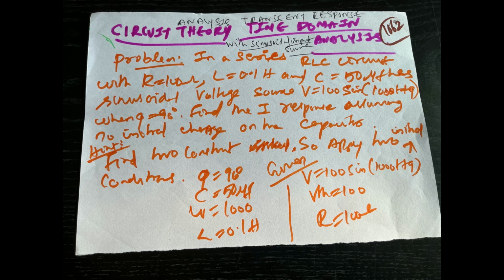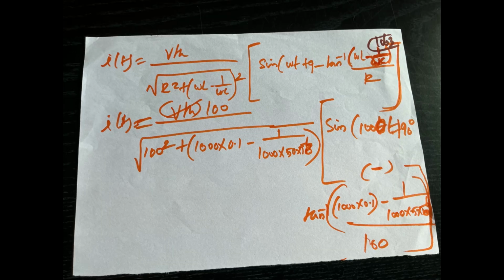Given values: phi is 90 degrees, C is 50 microfarad, omega is 1000. That is, V is Vm sine(omega t plus phi). L is 0.1 Henry, Vm is 100, R is 100. Put these given values in the RLC circuit steady state response formula with sinusoidal source.